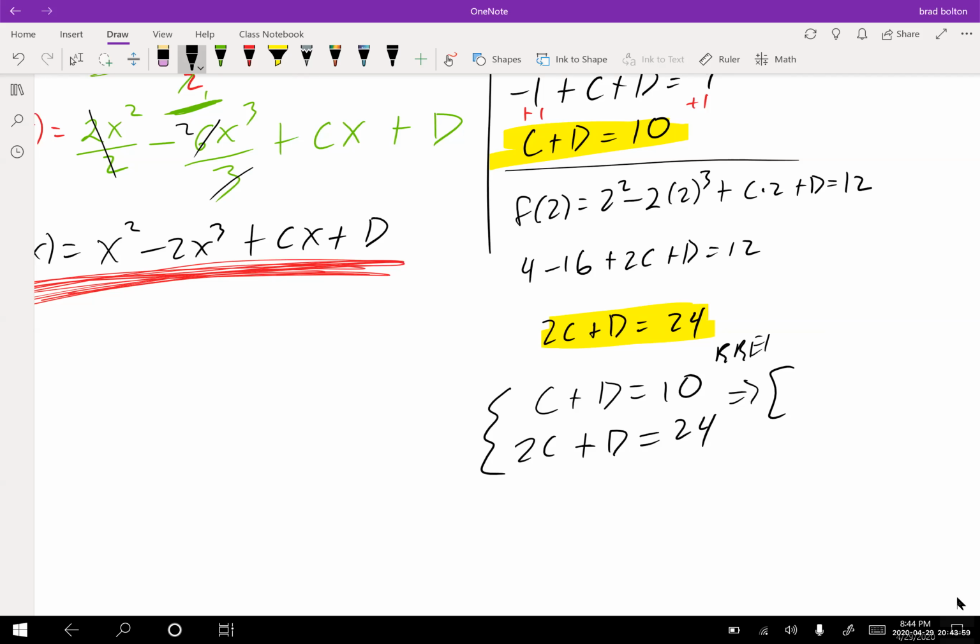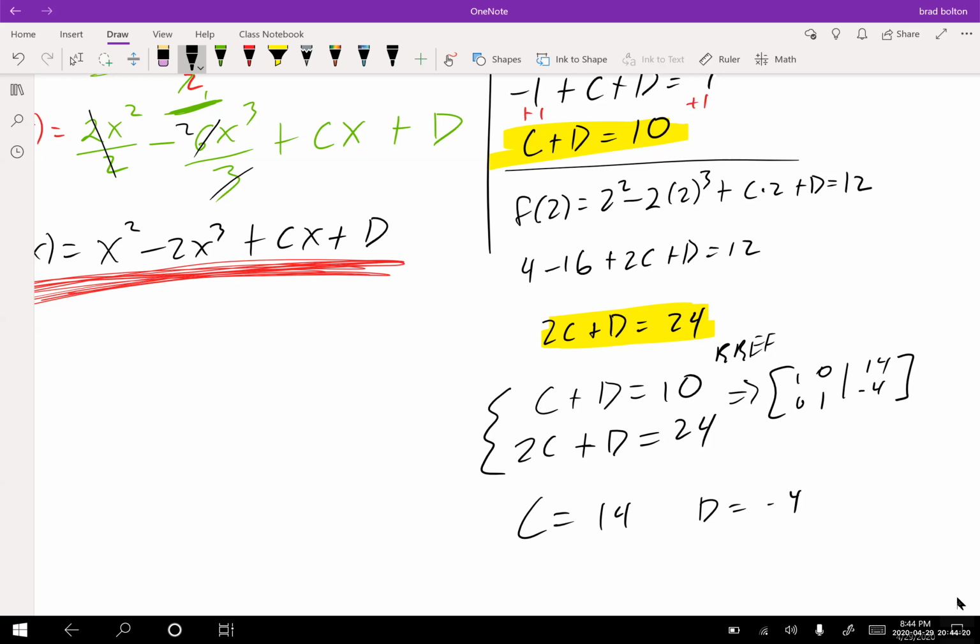RREF would end up becoming 1001, 14, negative 4. So I now know C equals 14 and D equals negative 4. If you don't want to use matrices, you can just do the substitution method. I'm just trying to show off that you guys know how to do matrices.